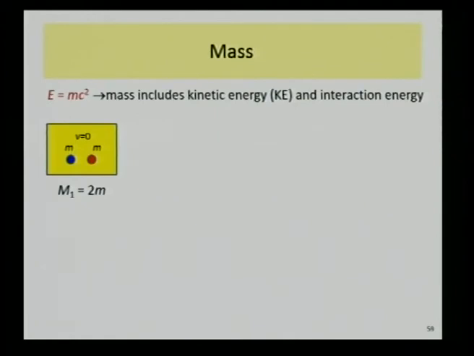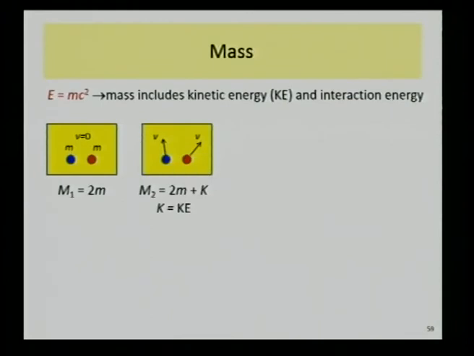Simplest example, imagine a box with two particles. Each one has a rest mass small m. Okay? They don't move, so they don't have kinetic energy. They do not interact, so they do not have interaction energy. The total mass of this box is simply 2 times small m. That's simple.